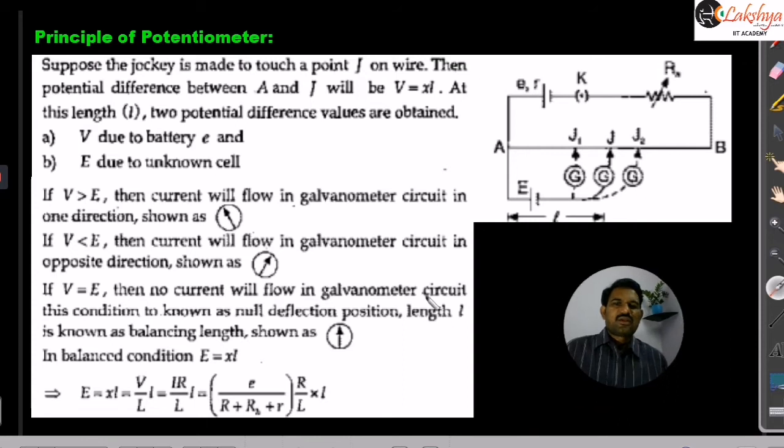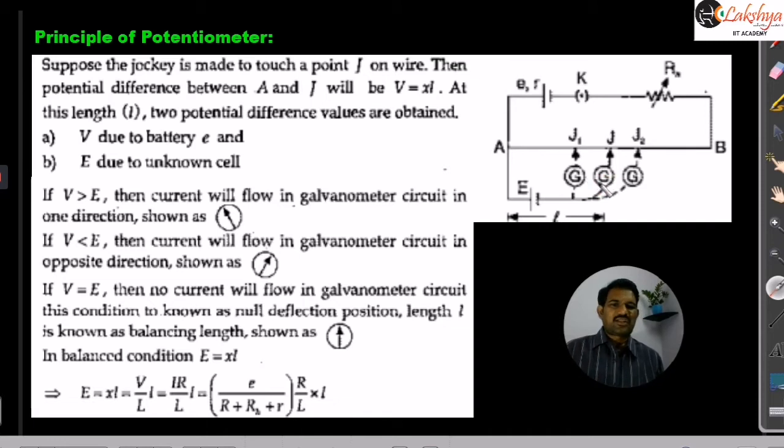So the principle of this potentiometer means now we press the jockey at different points here. After making these connections, our actual procedure is to press the jockey at the different points, that means at the ends A and B, and we observe the deflections in this galvanometer. The galvanometer should indicate the deflections in opposite directions. Then, if the connections are correct, we can proceed further, taking the readings here.